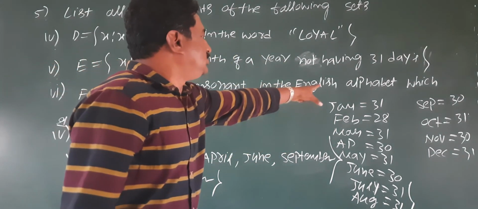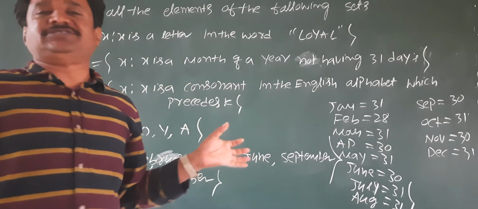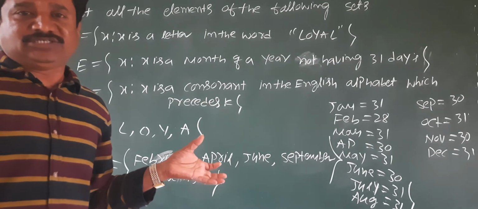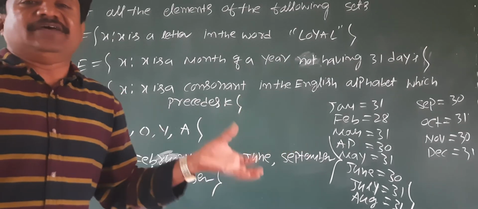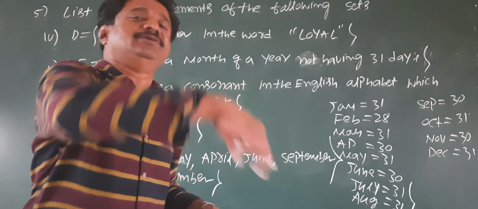So in the English alphabet, which precedes K. Precedes means previous letters. Succeeds means successor. Successor means after that.